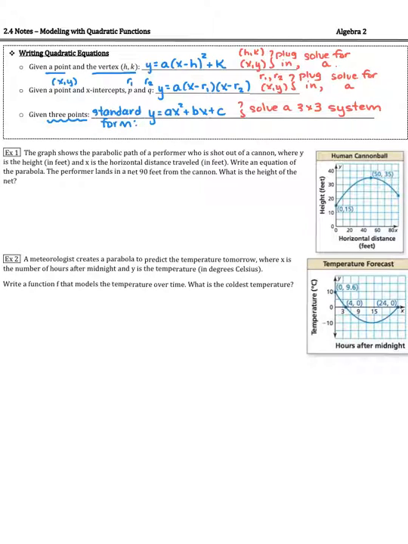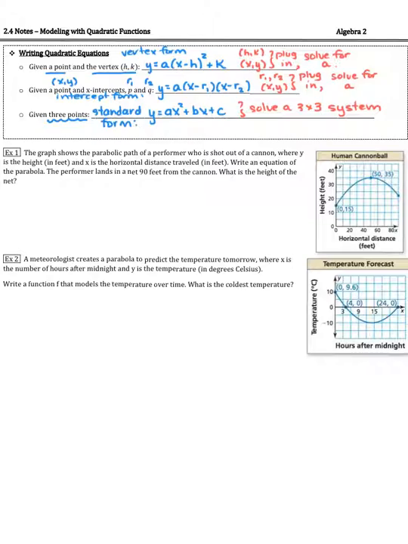One thing I think I didn't write up here, let me just emphasize again that this first one is going to be vertex form. The second one we call intercept form, which kind of makes sense. You're given the intercept, so that's our intercept form.